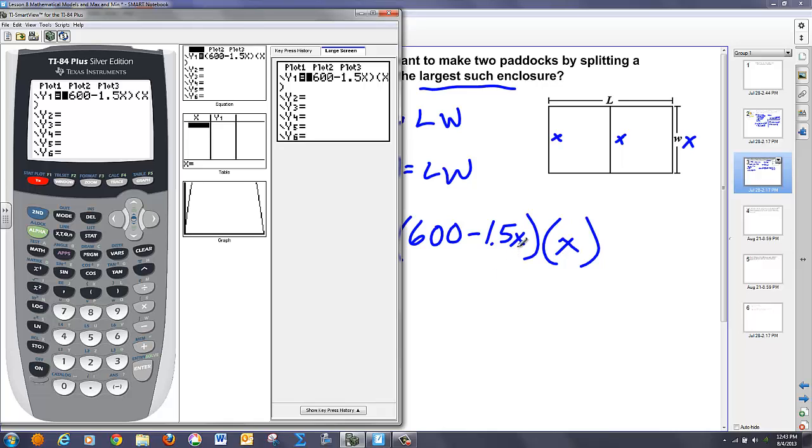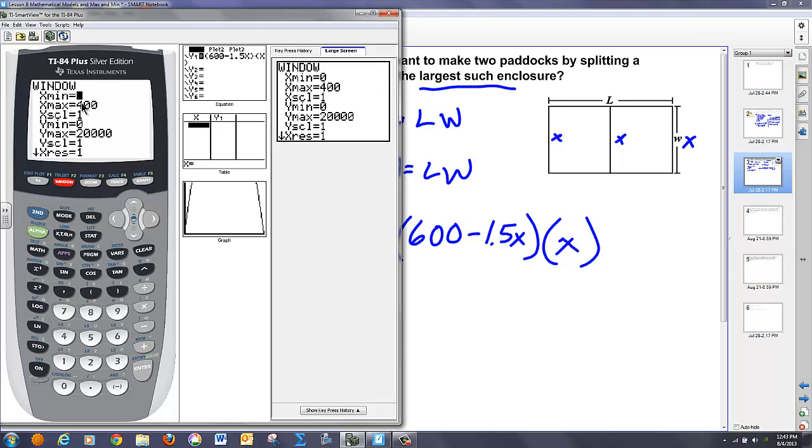And I'm thinking, well, if this were 400, 1.5 times 400 is 600. So the highest I can go is 400. So what I'm going to do is set my window up to go from 0 to 400, because that would get me a 0 length, if you will. Okay? My width would be x.